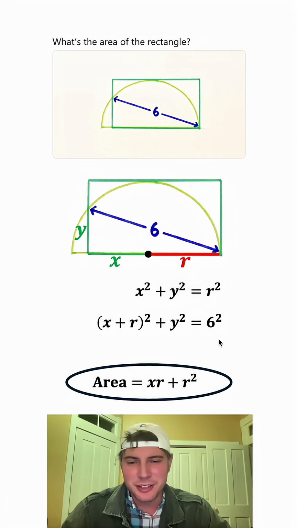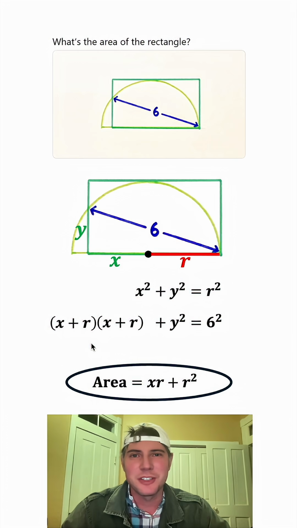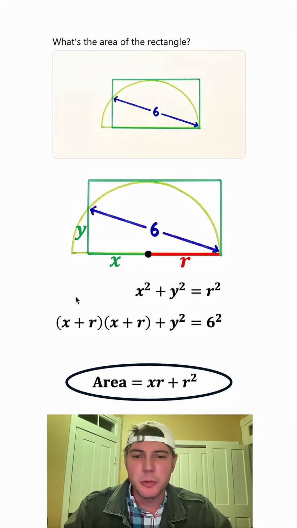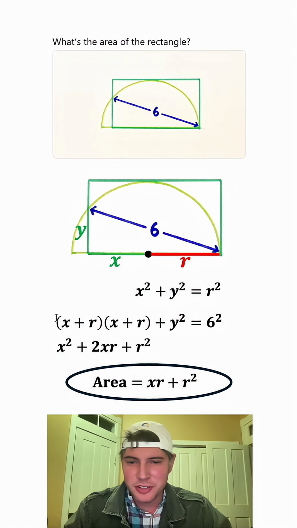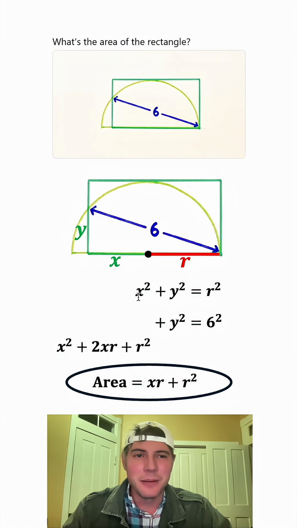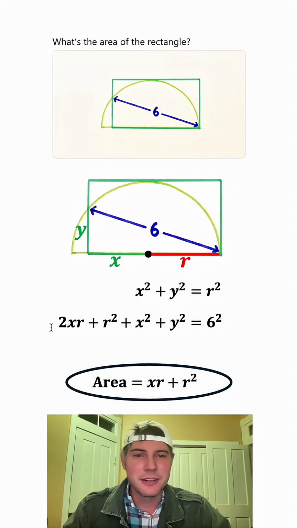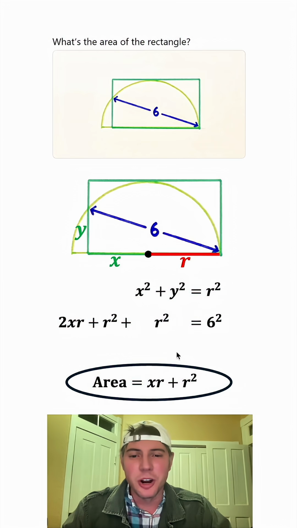Now let's play around with this a little bit. x plus r squared is the same thing as x plus r times x plus r. And after we multiply this out, we'll have x squared plus 2xr plus r squared. These two things are the same, so let's get rid of this. I'm noticing up here we have an x squared plus y squared, so let's bring this x squared over here. So now these look the same. And let's bring this stuff up here. So we know that x squared plus y squared is equal to r squared. So in the place of this x squared plus y squared, let's substitute r squared.